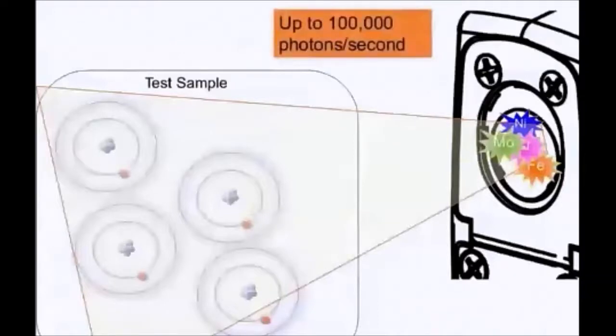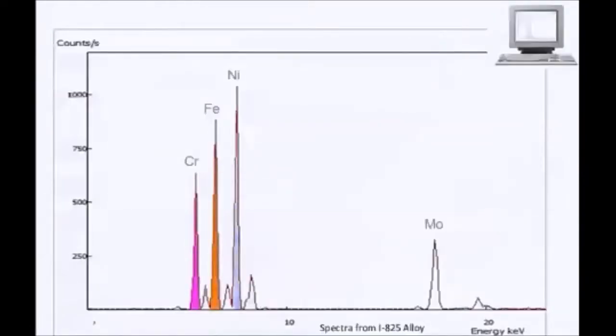Now, of course, we show ourselves ionizing 4 atoms and getting 4 different photons back, but in reality, XRF is a statistical method, and we can be exciting up to 100,000 photons in a second, not 4 in 4 seconds, and we process that information to determine the concentration in the sample.